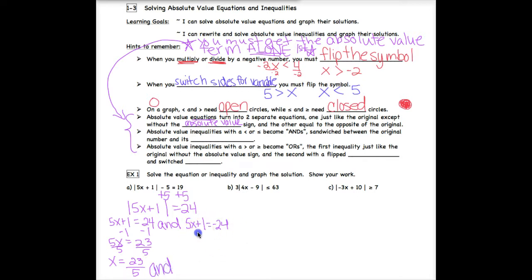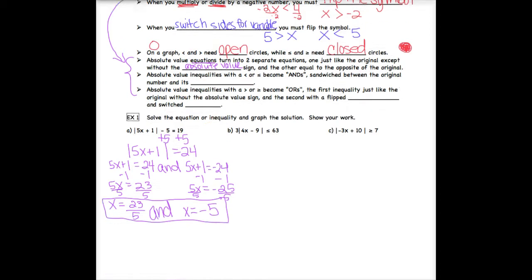Now I need to solve this one. So I also subtract the 1. That gives me 5x equals negative 25. Then divide by 5. So my "and" is x also equals negative 5. These are my solutions. So I have solved the equation. I must now graph the solution.